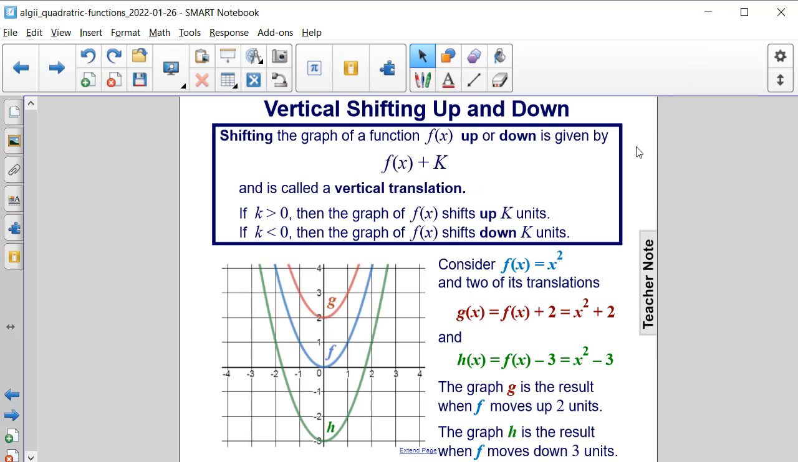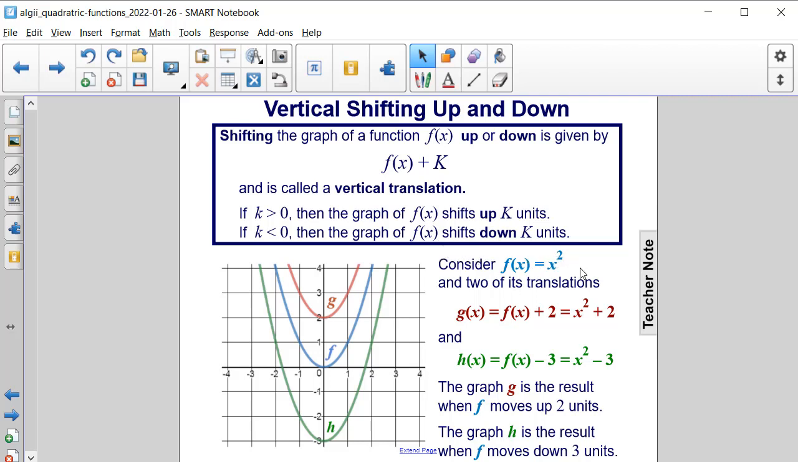When shifting the graph of a function f of x up or down, it's given by f of x plus k and is called a vertical translation. If k is greater than 0, then the graph of f of x shifts up k units. If k is less than 0, then the graph of f of x shifts down k units.